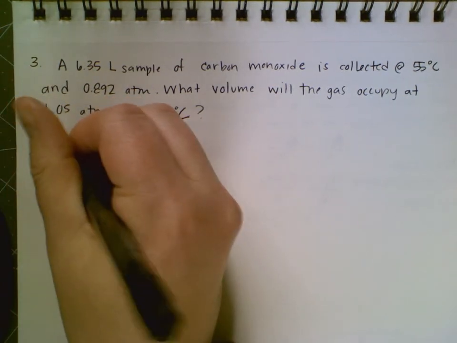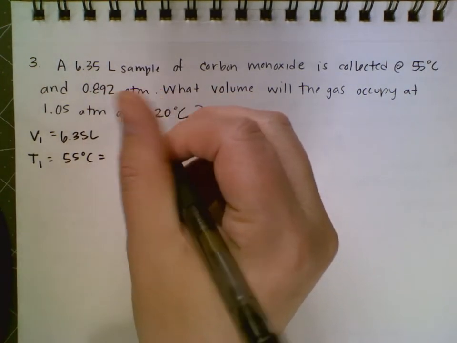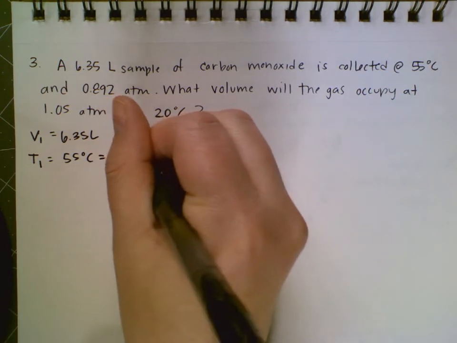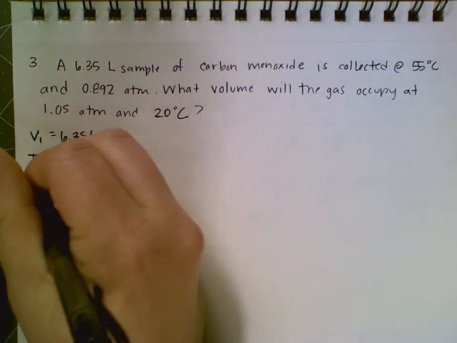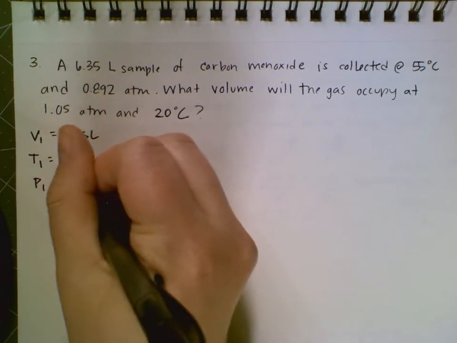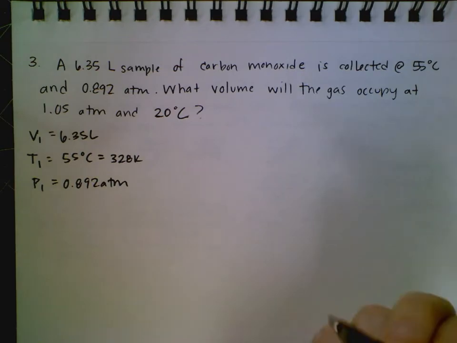T1, and let's just convert that to Kelvin right away. So that is going to be 328 Kelvin when we add the 273. And, oh, we got a P here too. P1 is going to be 0.892 atmospheres. Okay, keep reading through.